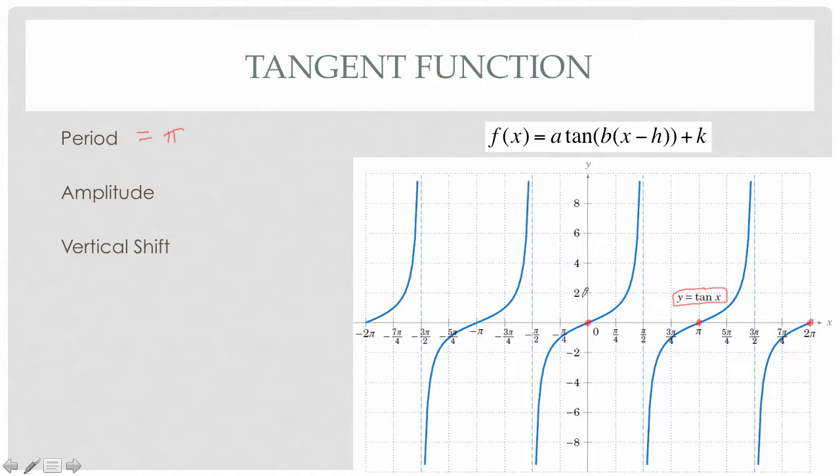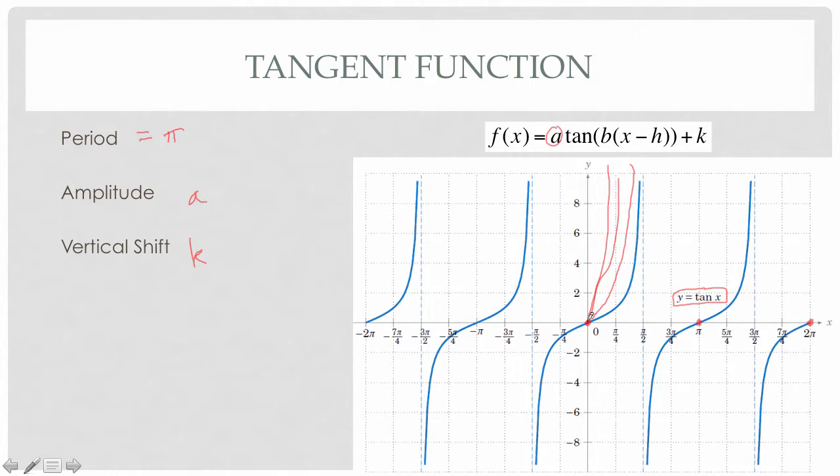The amplitude, you can't really think about amplitude as much, but if you do make it bigger, you'll see tangent increase faster depending on whatever you make it for the amplitude. But in this case, it doesn't have a maximum or minimum, so I can't really think about amplitude, but it's still affected by my value for A right there. My vertical shift, I can still shift it up or down.